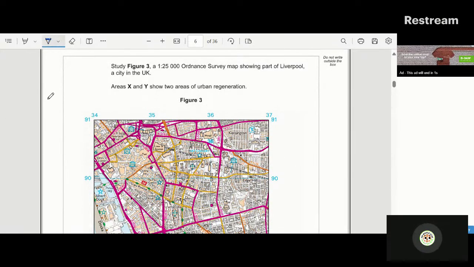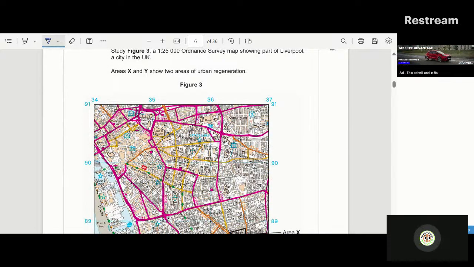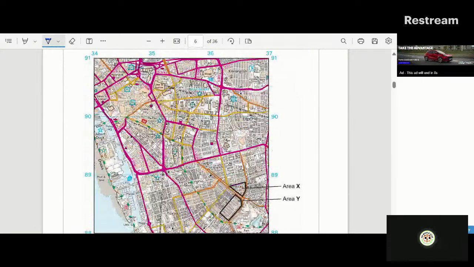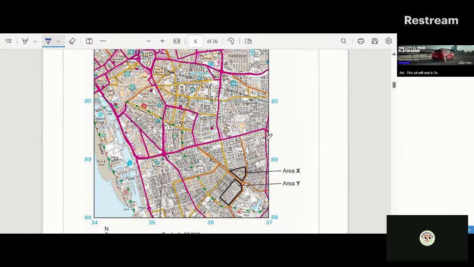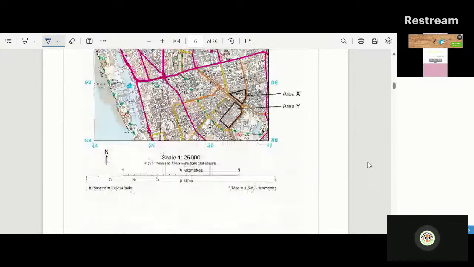Map skills. Study figure 3, a 1:25,000 ordnance survey map showing part of Liverpool, a city in the UK. Areas X and Y show 2 areas of urban regeneration. So both of these areas have been regenerated. There were probably brownfield sites, maybe derelict, with a lot of dumping and destruction, perhaps deprived areas especially, and they've been regenerated via lots of investment.